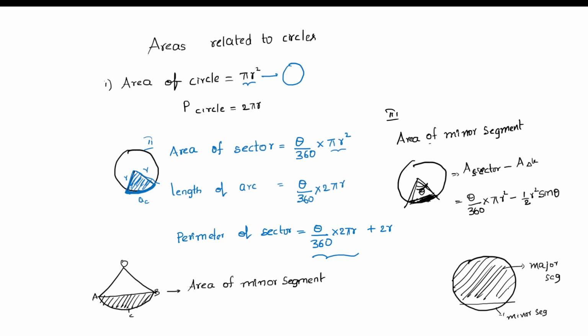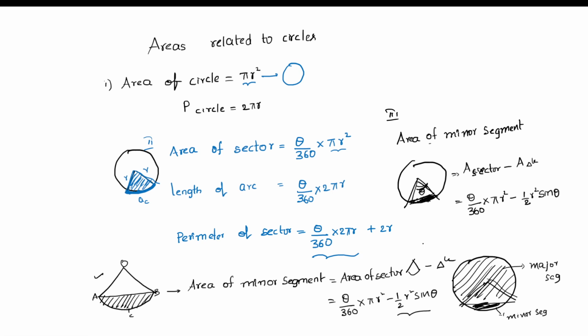Now to find this area, we will actually take the help of sector. As shown in the figure here, the area of minor segment is given by area of sector minus triangle area. So it is given by theta by 360 into pi r square minus half into r square into sine theta. Now how did this formula come?